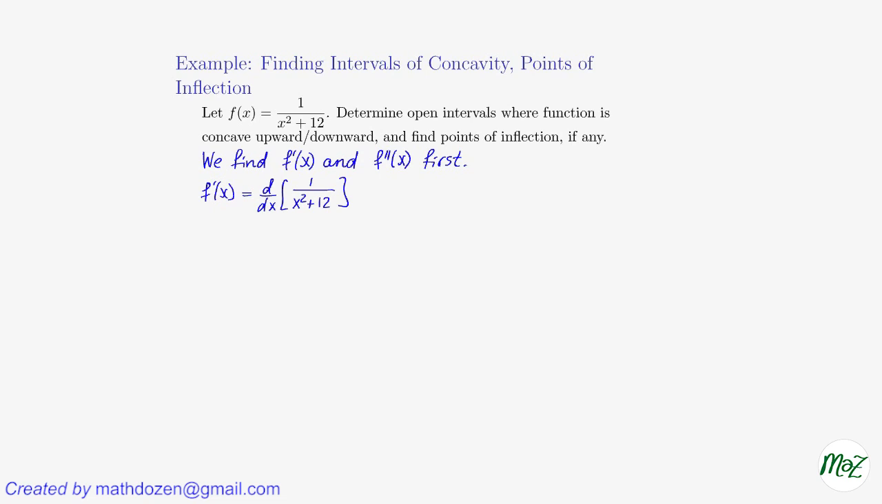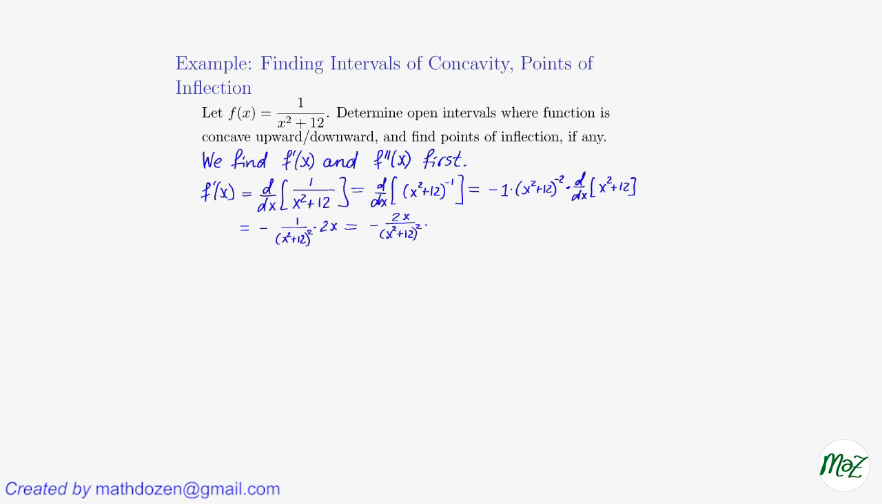For the first derivative, we do the derivative of 1 over x squared plus 12. It's easy if we consider it as the derivative of x squared plus 12 to the negative first power. So by chain rule, this is negative 1 times this to the negative second power times the derivative of the inside function, which works out to be negative 1 over x squared plus 12 squared times 2x. So all of that is negative 2x over x squared plus 12 squared.